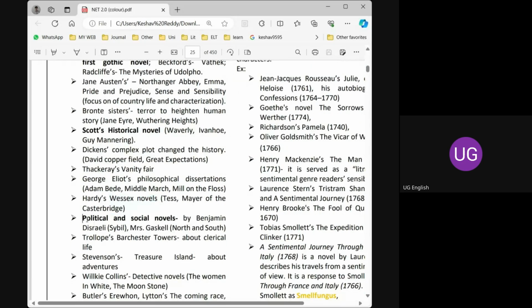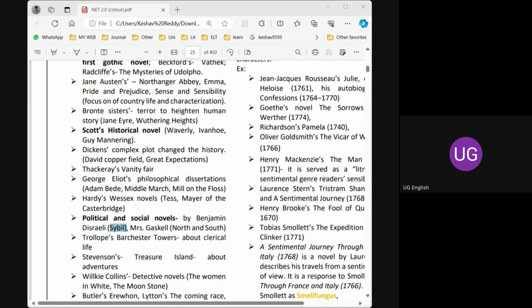There are some political and social novels. So yesterday we discussed Benjamin Disraeli. He is a prime minister of UK, and his novel Sibyl. And do you remember the subtitle of the Sibyl now? So if it is possible, please type the answer in the chat box. What is the subtitle of the Sibyl?